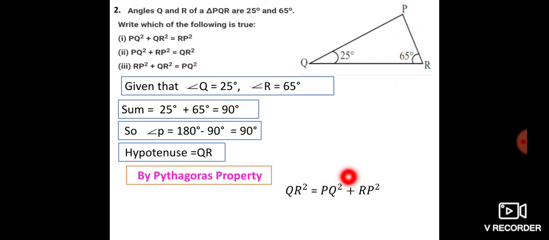QR square equal to PQ square plus RP square. Here you can see that statement. Look at the second statement: PQ square plus RP square equal to QR square. Same statement here. Therefore, we can write statement 2 is true. Only one statement is true, that is number 2.